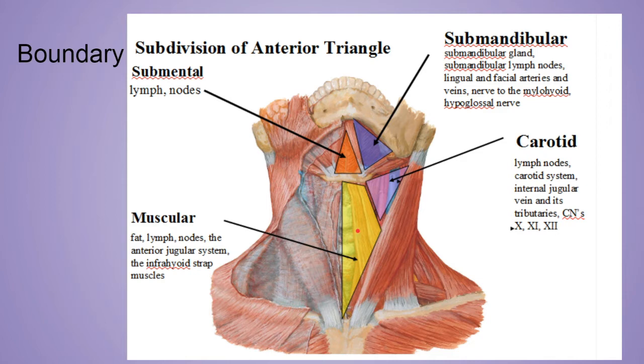triangle. Remember that this submental triangle is only one, okay, and the rest are all in pairs, meaning over here submandibular, over here submandibular, carotid, carotid, muscular, muscular, but only this submental is one.